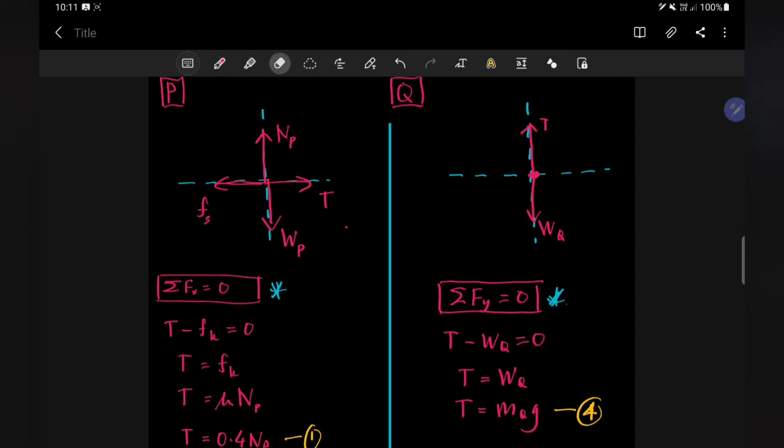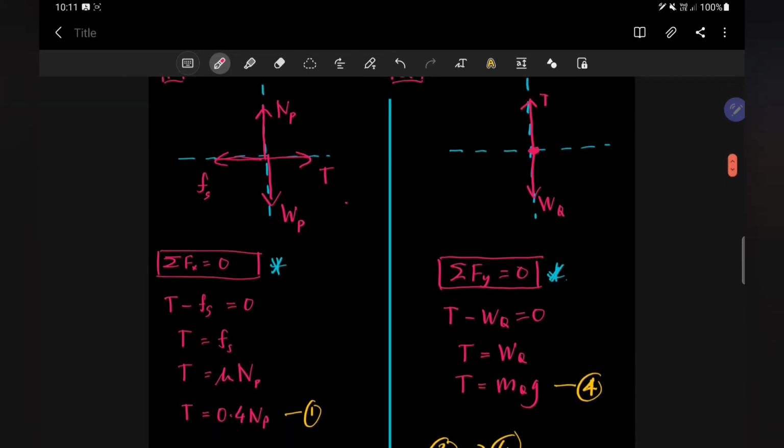It's not Fk, sorry, my mistake. Fs, static frictional force. And then T equals mu N. Which N is that? N of P, because we are talking about the first body, which is P. Mu is given already, which is 0.4. So you will get the first equation, which is tension equals 0.4 N of P.